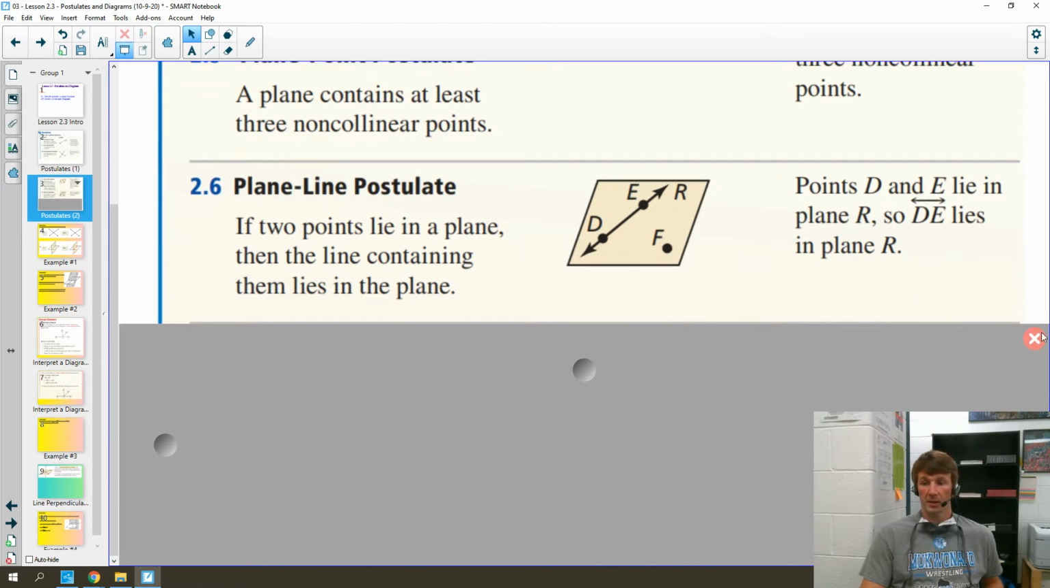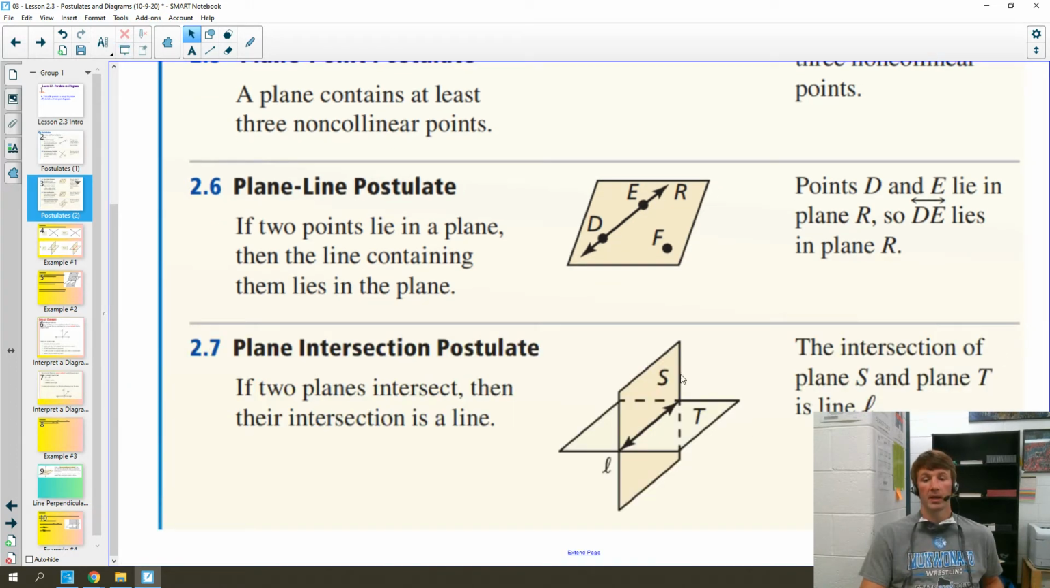And last but not least here, the plane intersection postulate, again, came up when we defined, I think it was 1.1, the very first lesson, what an intersection was. We said that if 2 planes intersect, then their intersection is a line. We're just assigning it a fancy name here, so for future justification purposes. So the planes intersect at line L.